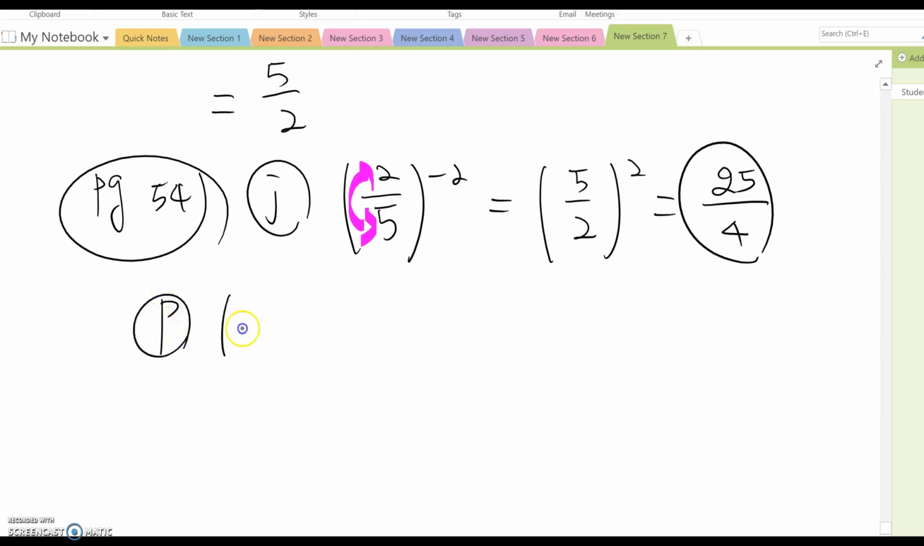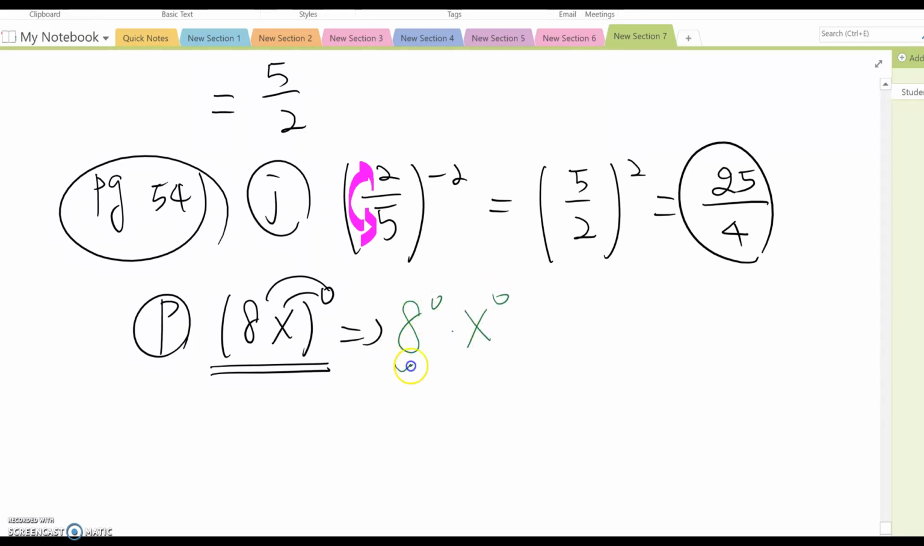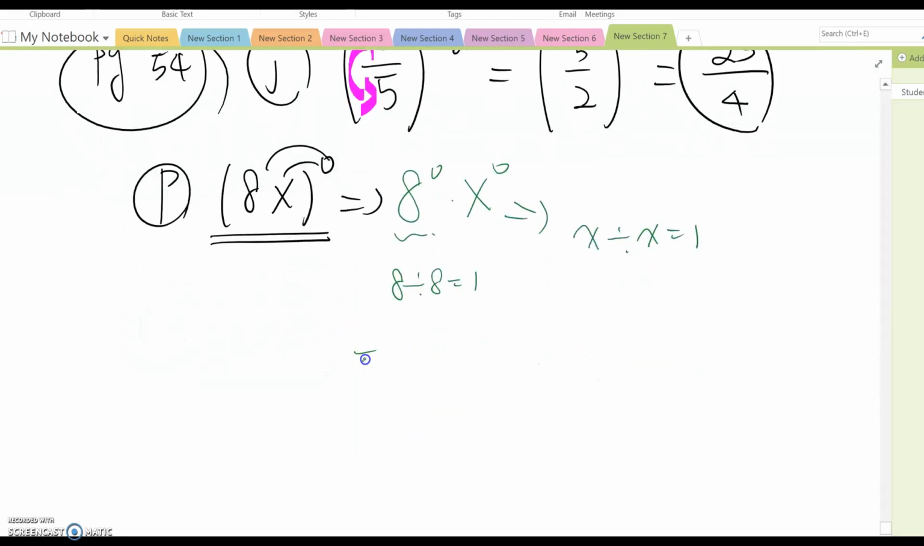Okay? Then now, look at P here. P shows 8x to the 0 power. Did you find the answer for this problem? If you distribute the power, then this becomes a to the 0, x to the 0. A to the 0 means a divided by a, so it equals 1. X to the 0 means x divided by x, so that also equals 1. Therefore, this becomes 1 times 1 equal to 1. Or for anything to the 0 power, you can just say 1. That should be the answer for that part.